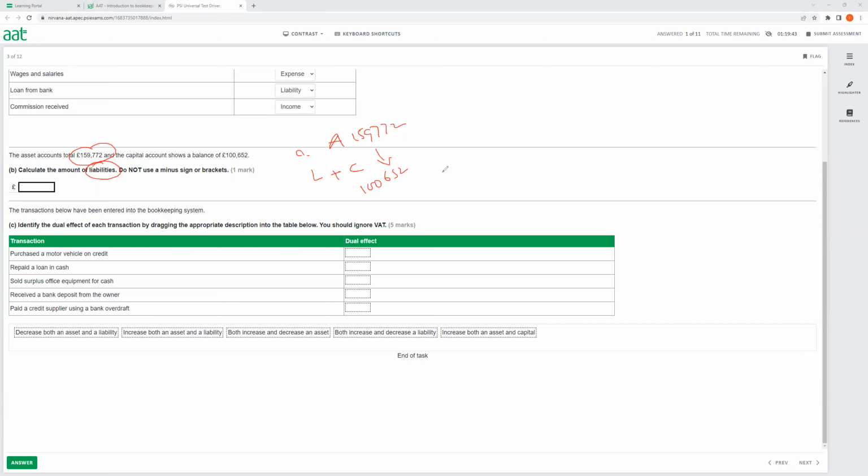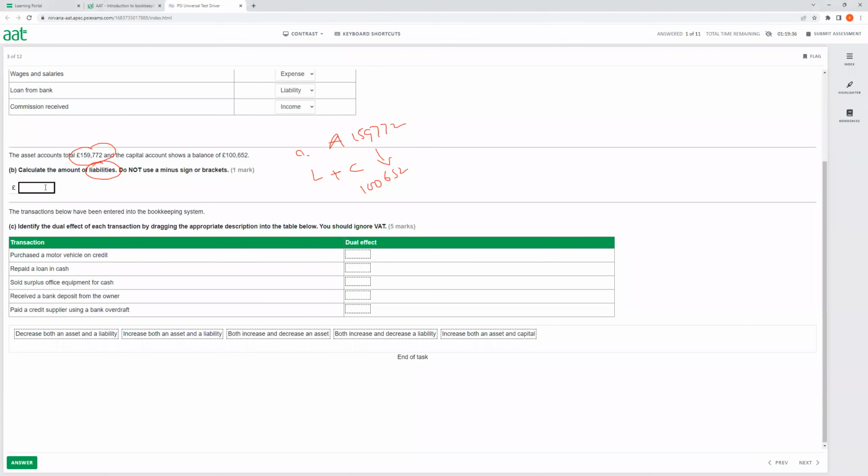So 159,772 minus 100,652 will give us 59,120. The next one says, the transactions below have been entered in the bookkeeping system. Identify the dual effect of each transaction by dragging the appropriate options. So you have to find out what's happening. That's a very important question, and you need to understand how debit and credit actually work.